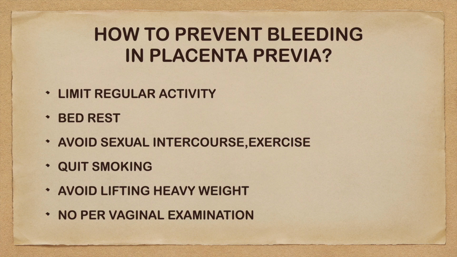How to prevent bleeding in placenta previa: limit regular activity, bed rest, avoid sexual intercourse and exercise, avoid smoking, avoid lifting heavy weight and no per-vaginal examination.